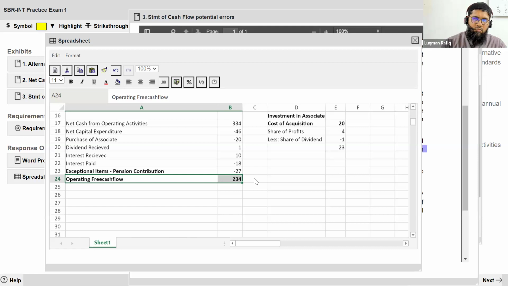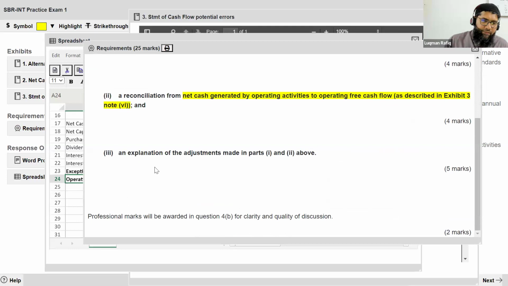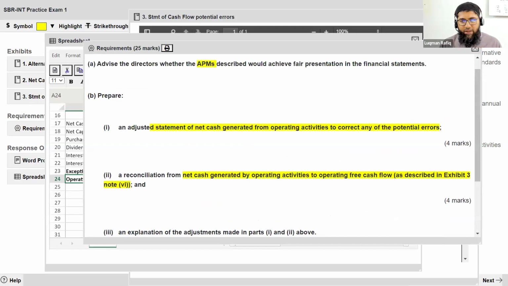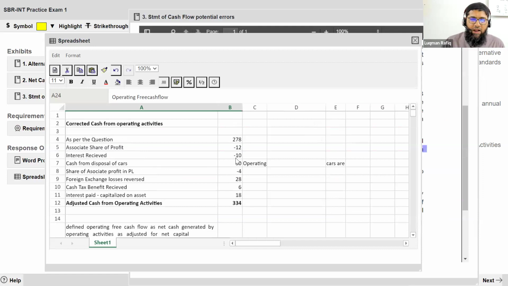Is that okay? Now, last requirement, an explanation of the adjustments made in 1 and 2 above. So you have to explain each one of the adjustments that you have made, and you will get marks for it. Do you need the explanations of these adjustments?